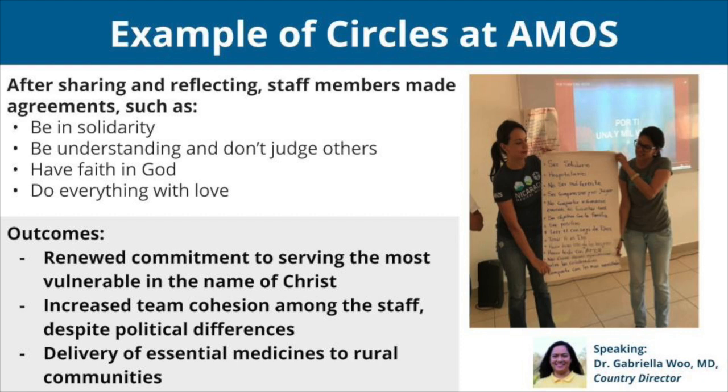And I think that was one of the best examples of how we have implemented circles, and the outcomes were like renewed commitment to serving the most vulnerable in the name of Christ. What does that mean? There was a time when the team said communities are running out of medication and we are not able to provide them because of the roadblocks.